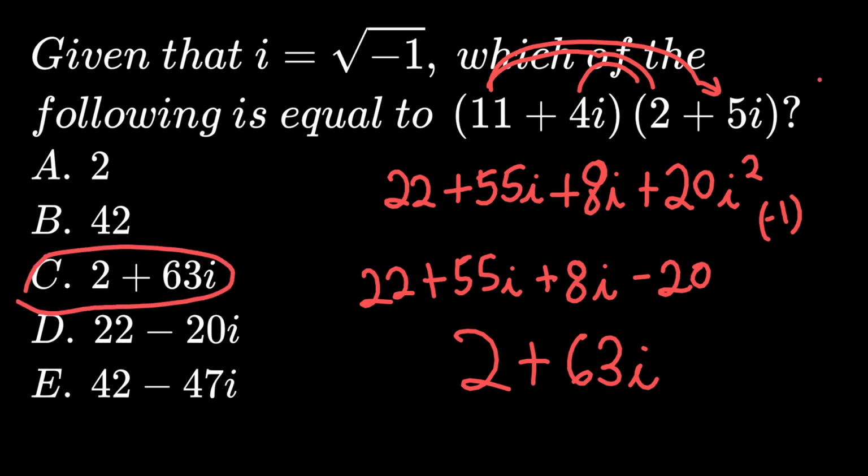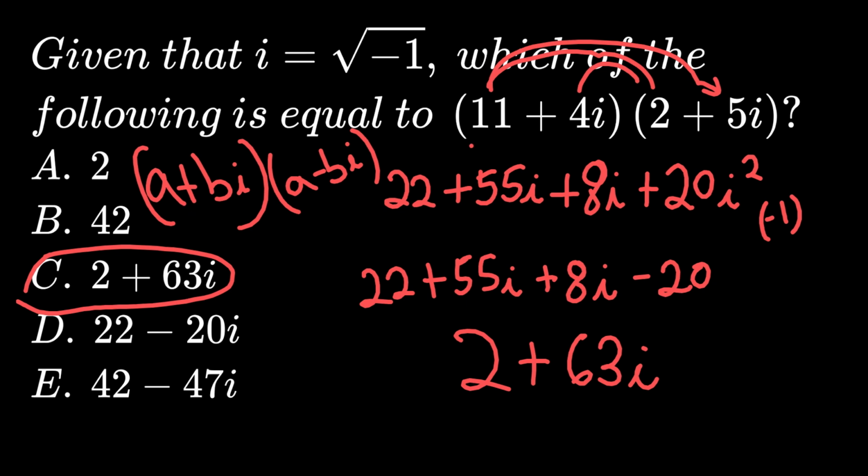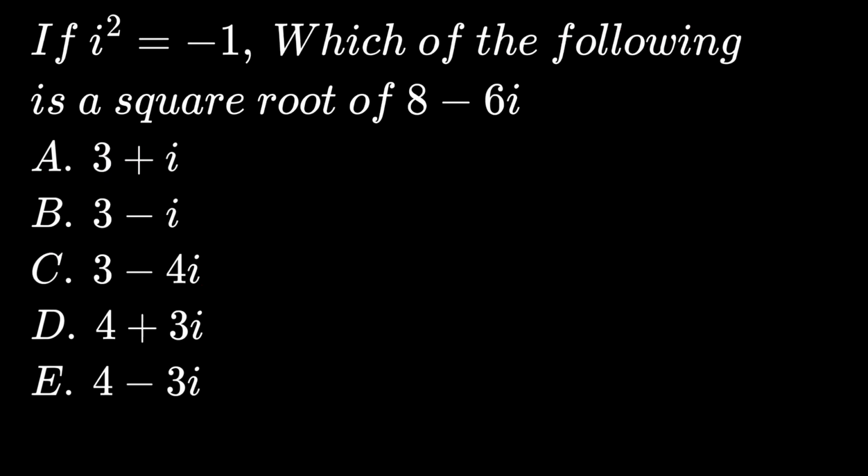If you understand that complex numbers, things of the form a plus bi, when multiplied by another complex number, the only way to get something that isn't in this form is if it's in the form of a minus bi. So unless it's like 11 plus 4i and then 11 minus 4i, we know that it's going to be a complex number, and we could immediately have gotten rid of both A and B. And if you didn't know the rest of it, you could have a 1 in 3 shot at guessing. So, food for thought there.